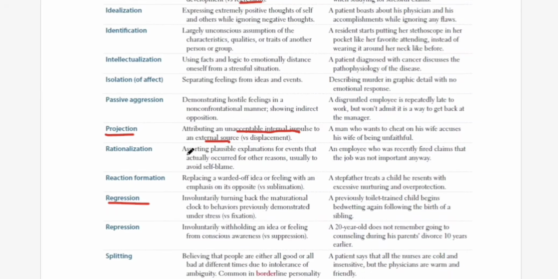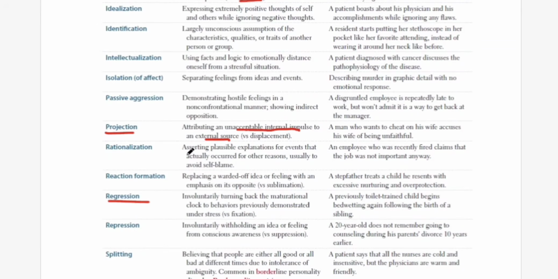In comparison, this is regression. In regression, you involuntarily revert to earlier developmental behavior under stress. So this is stress related. For example, a previously toilet-trained child begins bedwetting again after a new sibling is born, because that child may be thinking they will love and take care of the new sibling more. So that's why they involuntarily revert to an earlier developmental stage. They start bedwetting. So this is stress related. It is temporary, and it's also an unconscious defense mechanism.